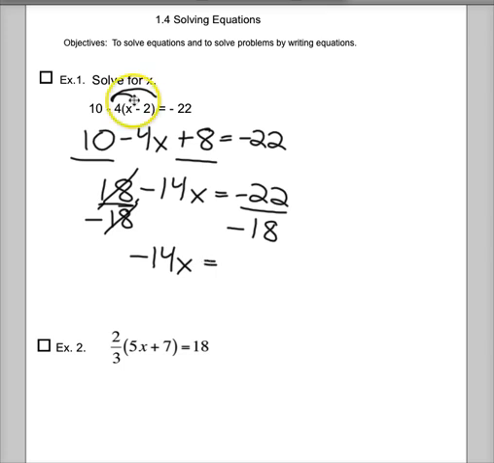-22 minus another 18 will give us a -40. Now, I need to cross the equal sign again. Now, I have -14, which is multiplying my x. So in order to undo that, I'm going to have to end up dividing by that -14. So I'm going to show dividing both sides by -14. Cancels it over here, getting my x by itself.